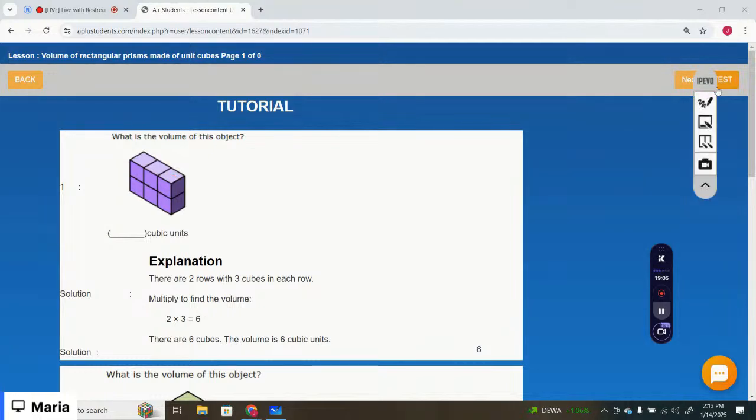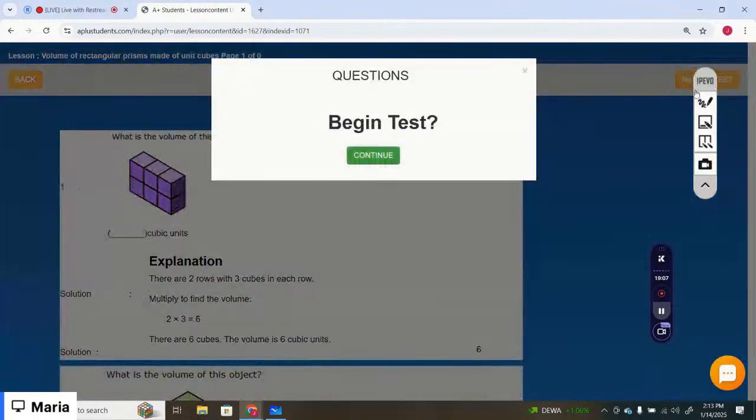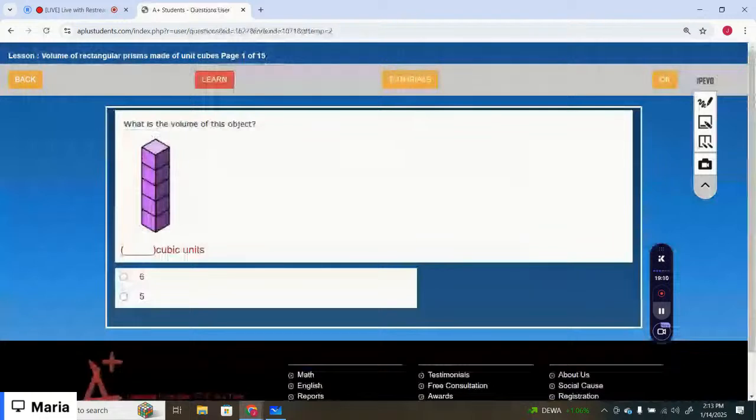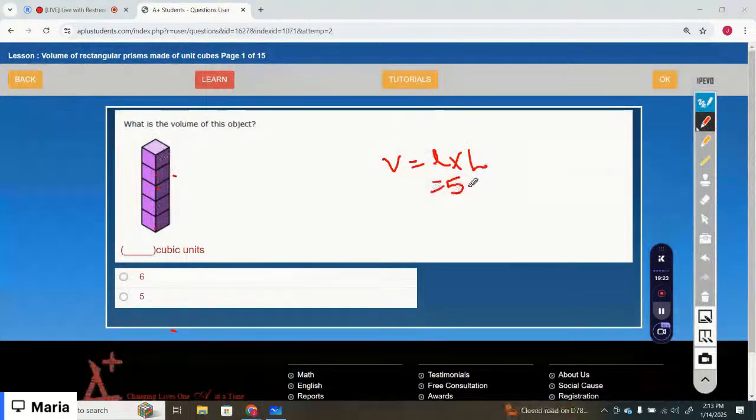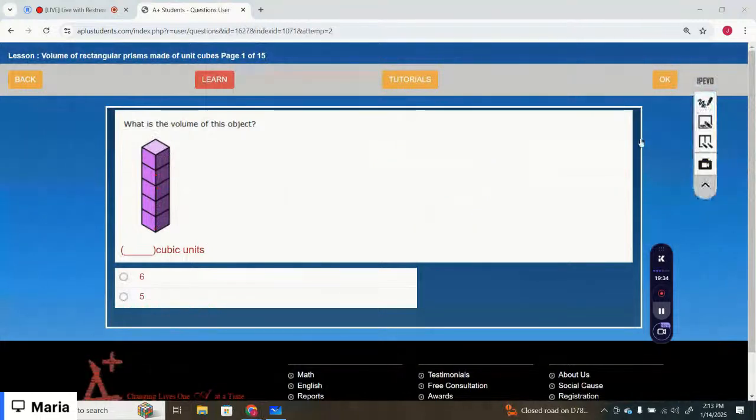Let's just start with the test questions. What is the volume of this object? You have to do length times height, right? The height is 1, 2, 3, 4, 5 rectangles you have, and here you have one, so the volume is 5 cubic units. The correct option is 5 cubic units. Option number 3 is the correct option.